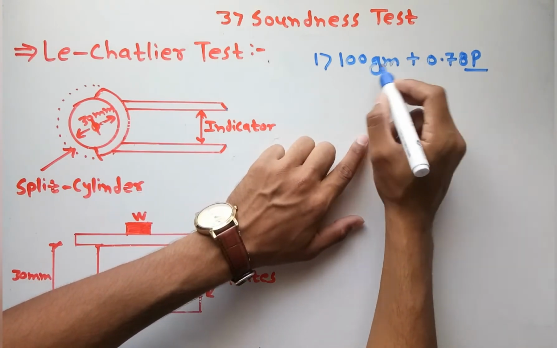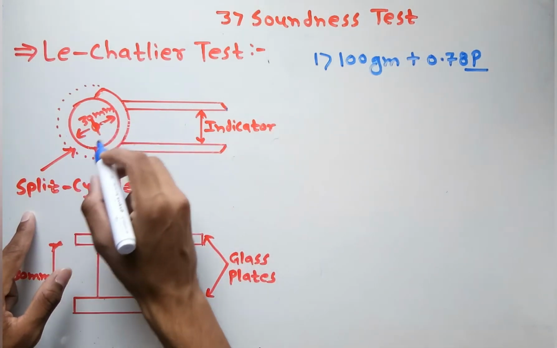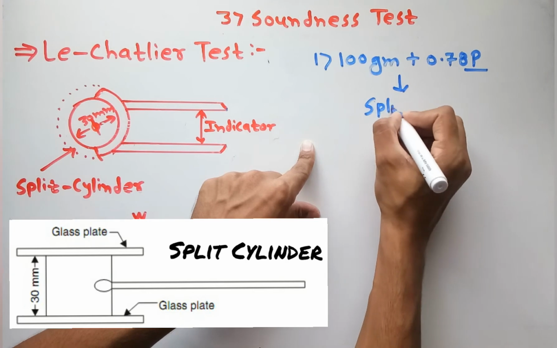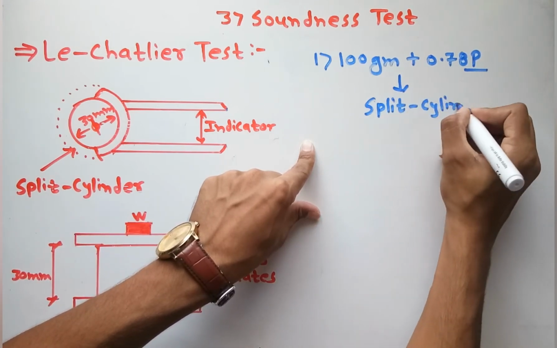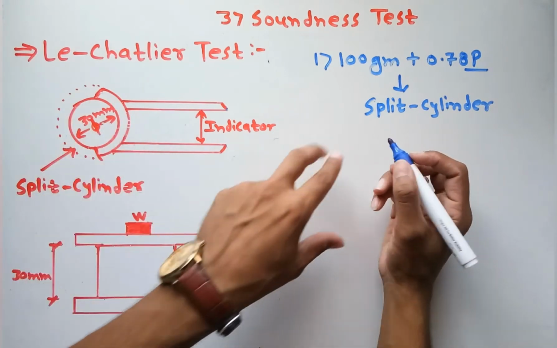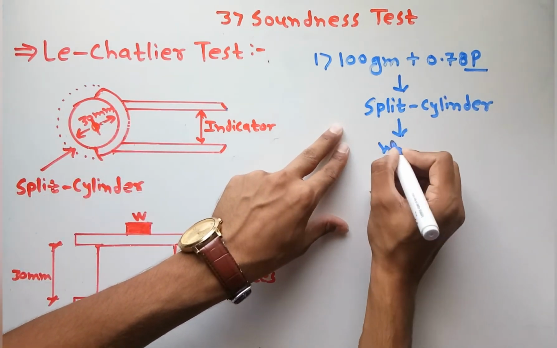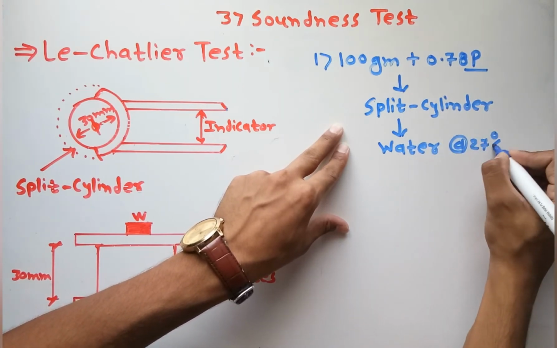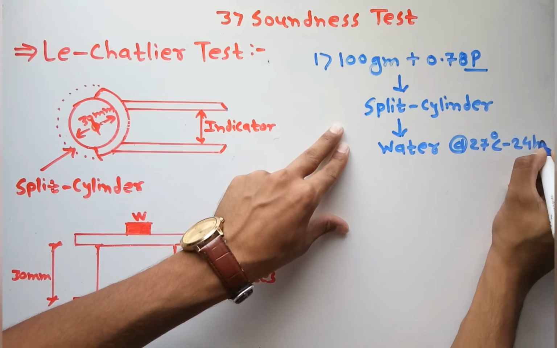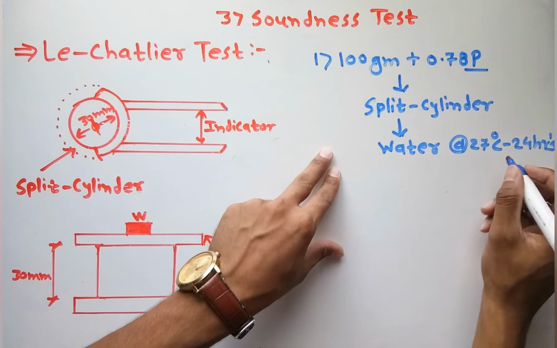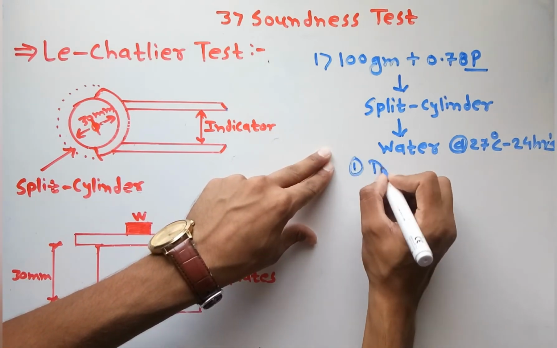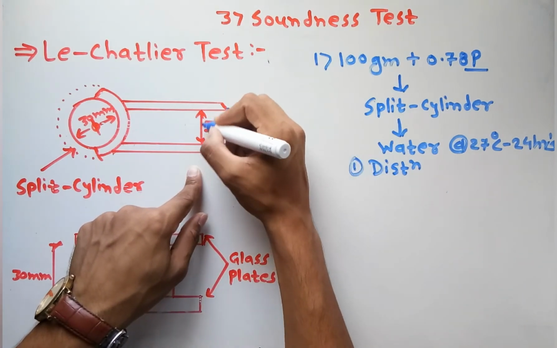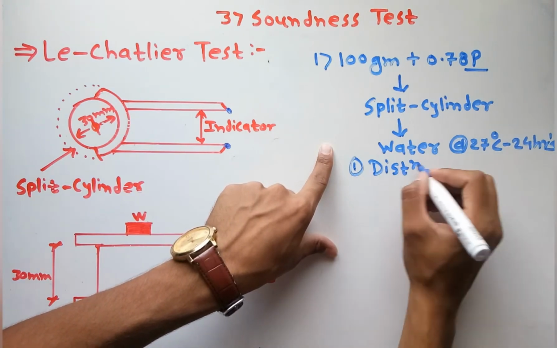Then this cement paste is placed into the split cylinder. This whole assembly is kept in water at a temperature of around 27 degrees Celsius for around 24 hours. After 24 hours we take the distance between the two tips of the apparatus. This distance is measured after the 24 hours.